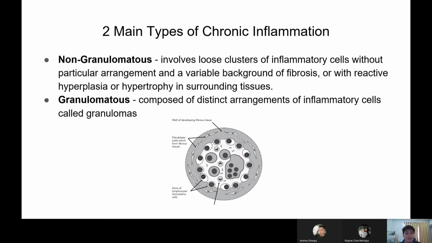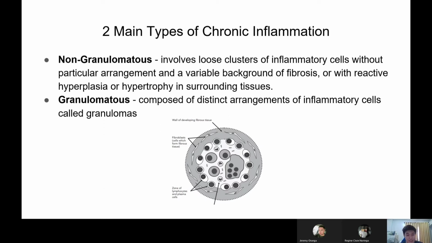So now let's discuss the two main types of chronic inflammation. First is the non-granulomatous. It involves loose clusters of inflammatory cells without particular arrangement and a variable background of fibrosis or with reactive hyperplasia or hypertrophy in surrounding tissues. So because of the presence of hyperplasia in the skin glands of chronically inflamed skin, they may become thickened and greasy.